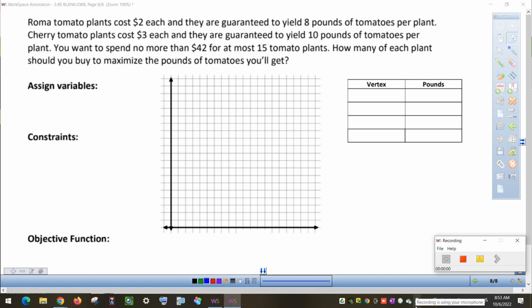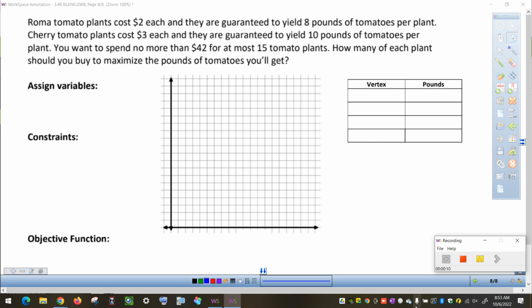So let's take a look here. We're going to start to read through our question. So it says that we have these Roma tomato plants that cost $2 each, meaning they cost $2 to go buy them. And they are guaranteed to yield 8 pounds of tomatoes per plant.